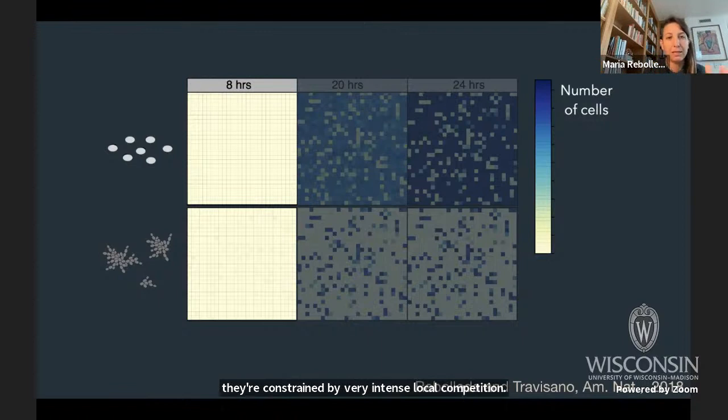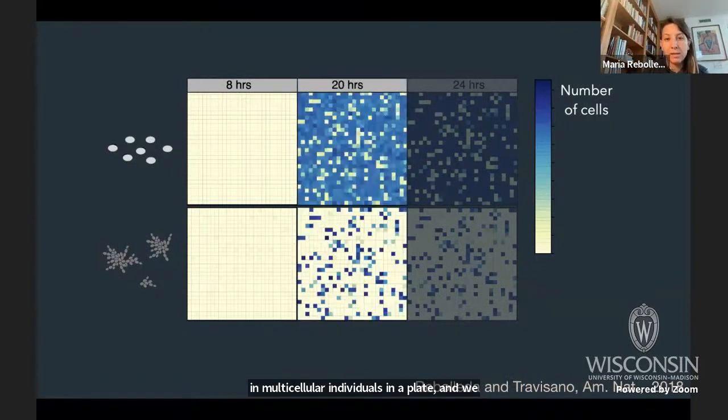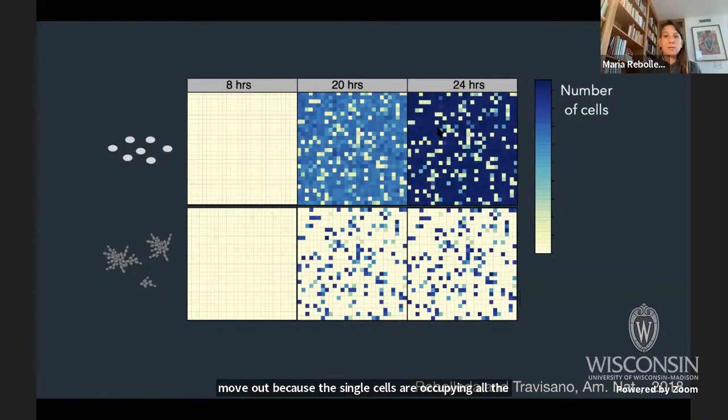And what I mean by that is, let's imagine we spread the same number of cells and cells in multicellular individuals in a plate, and we let them grow. And so our single cells are growing slower because at each point where they landed, there's less cells, whereas the multicellular ones very quickly reach sort of their carrying capacity. But by then, they cannot move out because the single cells are occupying all the other resources. And the single cells can keep using those resources and immediately grow.